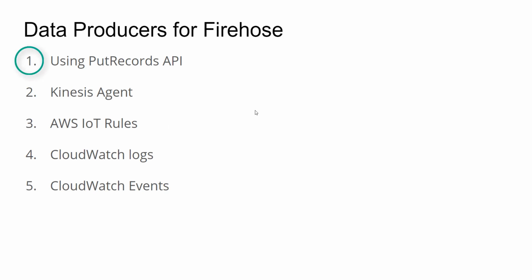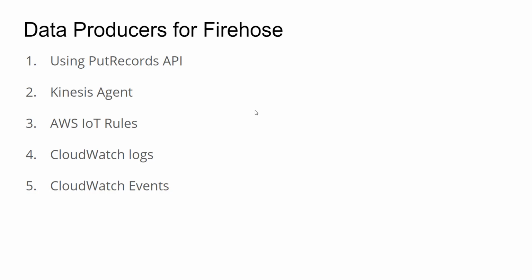Data producers for Firehose can be the PutRecord API, where we can use PutRecord or PutRecordBatch to send source records to delivery streams. Next is Amazon Kinesis Agent, which is a standalone Java software application that offers an easy way to collect and send source records to Kinesis Data Firehose. Then we have AWS IoT, wherein we can create IoT rules that send data to delivery streams. With CloudWatch Logs, we can use subscription filters to deliver a real-time stream of log events. The last one is CloudWatch Events, with which we can take custom action for particular events that we are interested in.